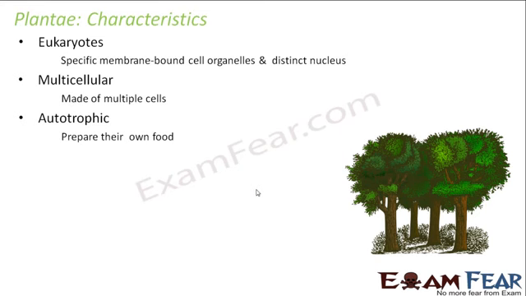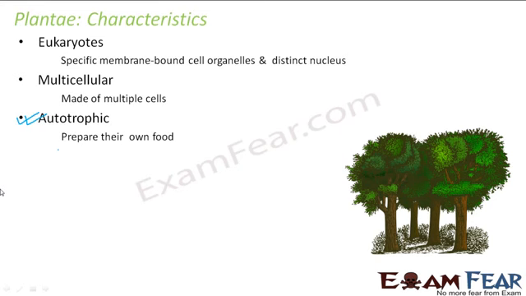Autotrophic is one of the very, very important characteristics of this kingdom. Auto means self, so they can prepare their own food, and the process by which they prepare their own food is known as photosynthesis. I'm sure that you all are familiar with what photosynthesis is. Photo means light. That means the organisms under this kingdom have this special characteristic that they can prepare their own food in the presence of light with the help of a pigment called chlorophyll, which is present in them. We are not going to discuss the detail of photosynthesis right now.